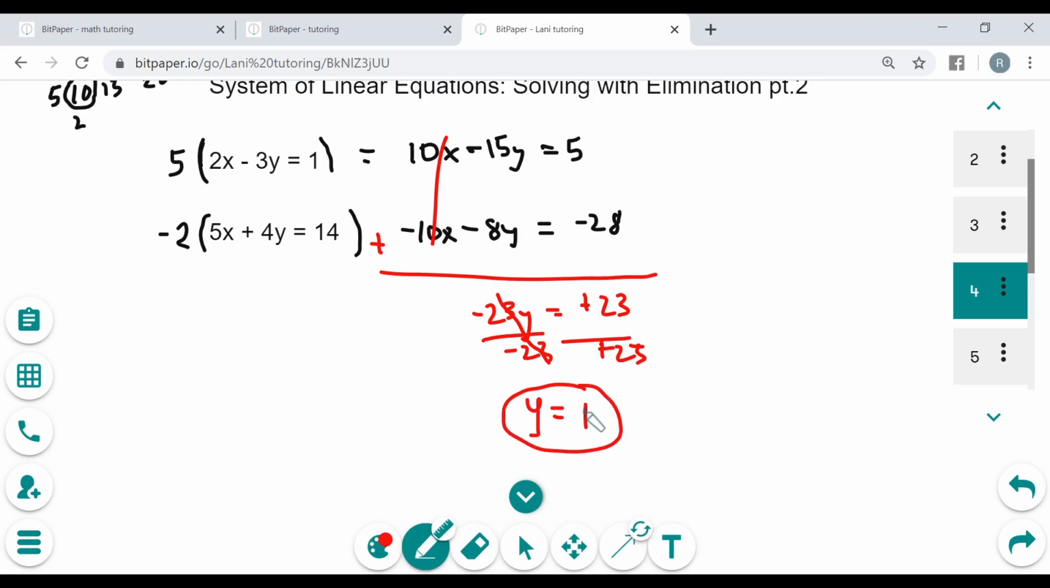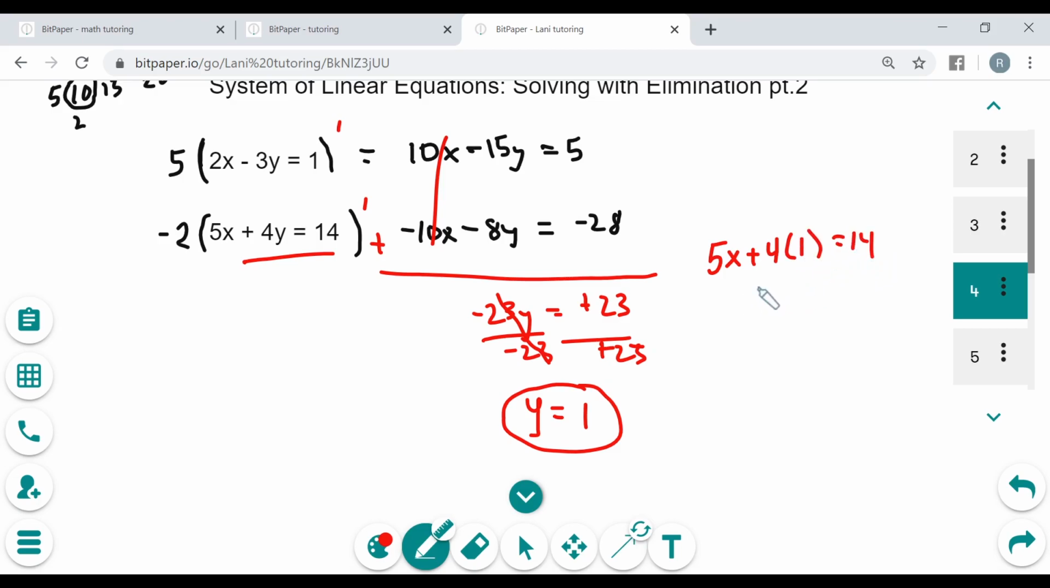Awesome. Okay, cool. So now what we got to do is substitute this 1 back into one of the original equations. So either this original equation or this original equation. I'm going to choose the second one just because in the first video I chose the first one, just so you can see it doesn't matter. So I'm going to rewrite the first equation. So it's 5x plus 4, and then remember we got 1 for y, so 4 times 1 equals 14.